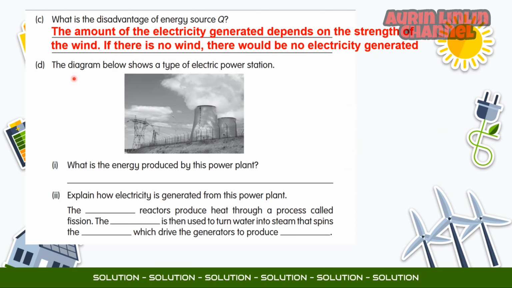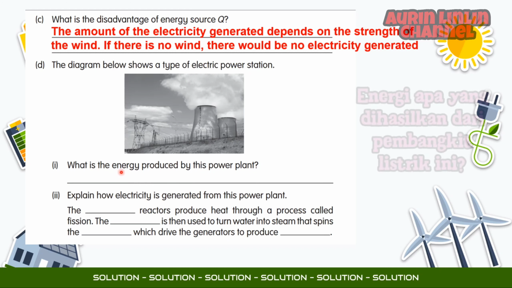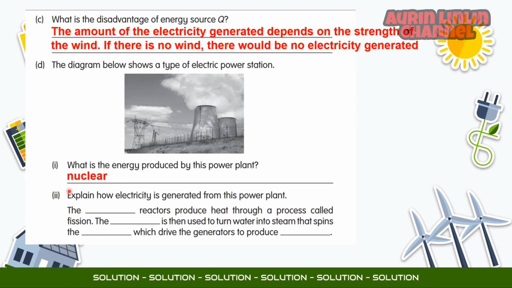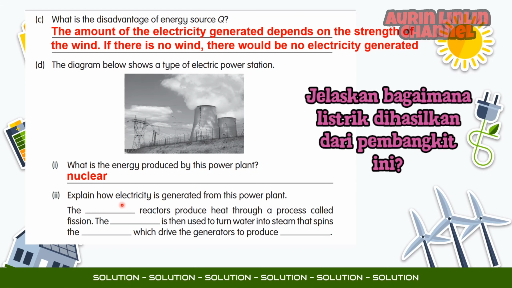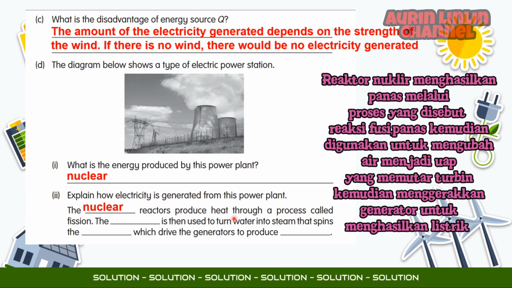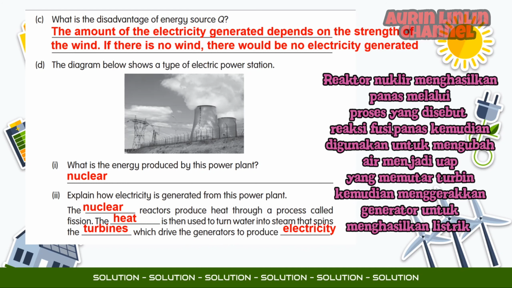Question D. The diagram below shows a type of electric power station. What is the energy produced by this power plant? And the answer is nuclear. Explain how electricity is generated from this power plant. The nuclear reactors produce heat through a process called fission. The heat is then used to turn water into steam that spins the turbines, which drive the generators to produce electricity.